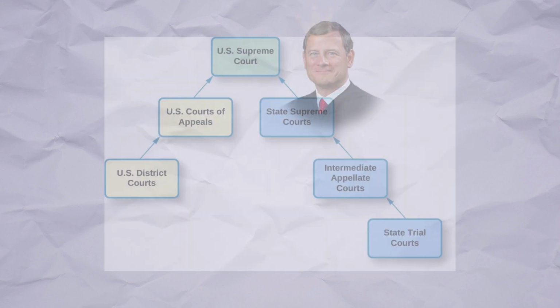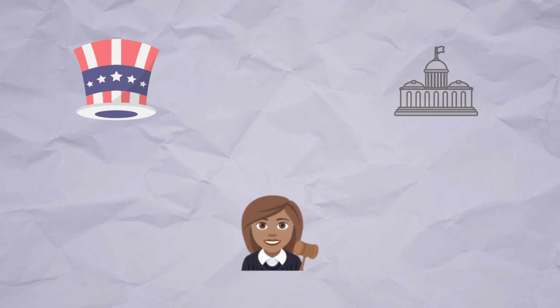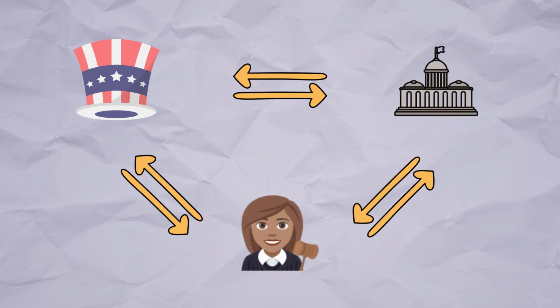In conclusion, the three-branch system of government in the United States plays a vital role in ensuring a balance of power and protecting the rights of citizens.